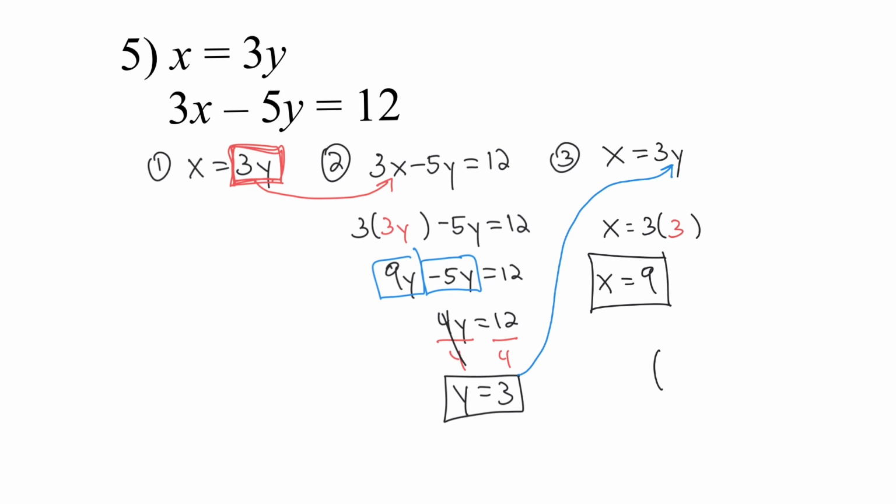So my answer has to be in parentheses. Remember, it is an ordered pair. So the x value is first, the 9, and then the y value, 3. So x is first, and then the y value.